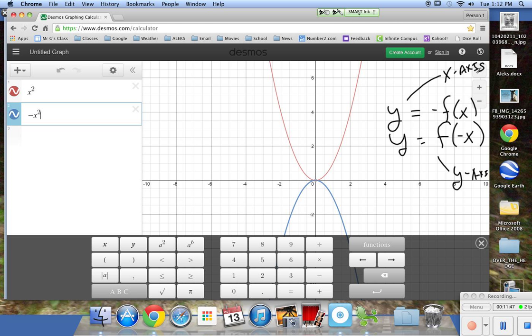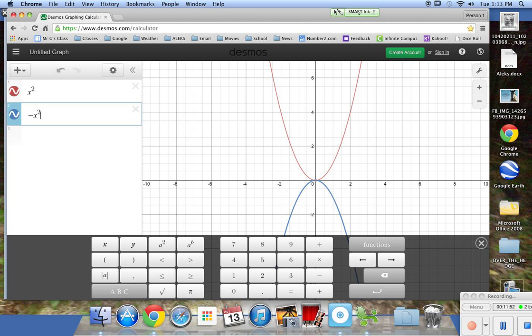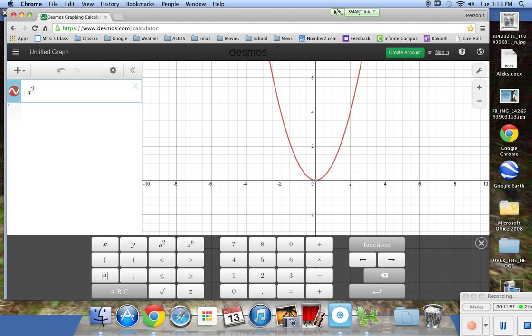Let's take a look at translations. If I was to take x squared, could have left it up there, I suppose, x squared, and now I took and I added a value to it, x squared plus 5.